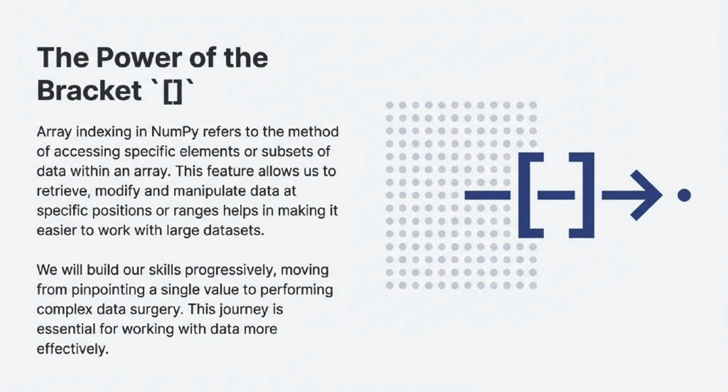The square brackets in NumPy are used to choose specific data from an array. They help us pick one value or a group of values easily. Using brackets, we can read, change or update data at exact positions. This is very useful when working with large amounts of data. Learning this step by step makes data handling faster and more effective.